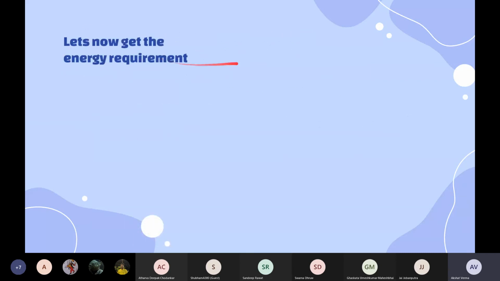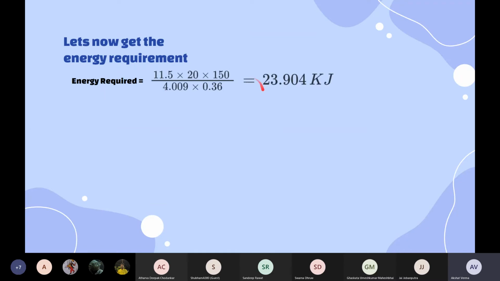Yeah, so let's now get the energy requirement first. That is the first and foremost thing we need to do, and we will get this for cruise condition, and then by applying the safety factors, we will get the whole energy requirement which we require from the battery. So energy required will be nearly this much amount.